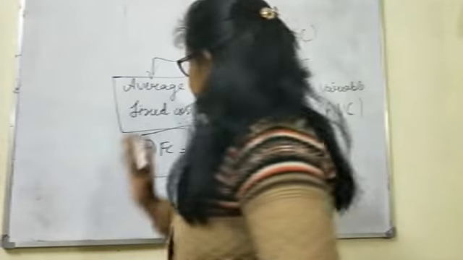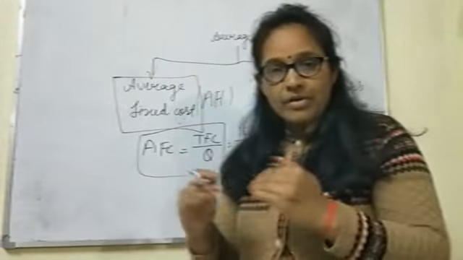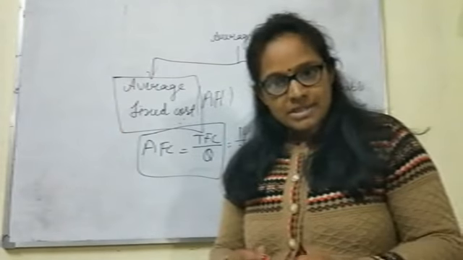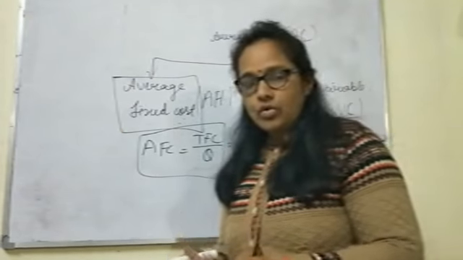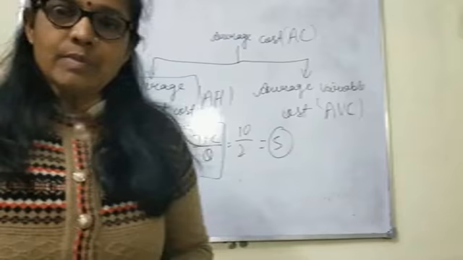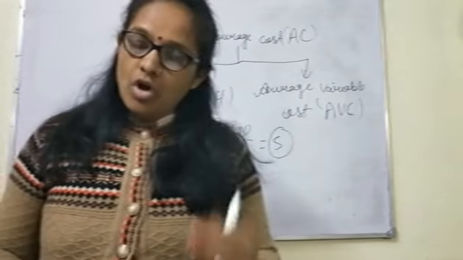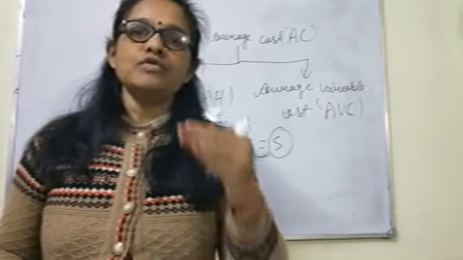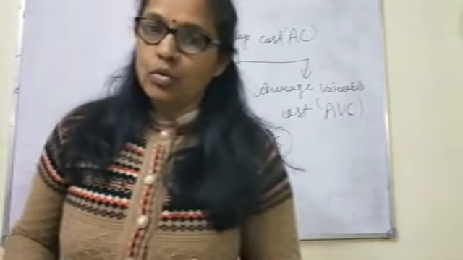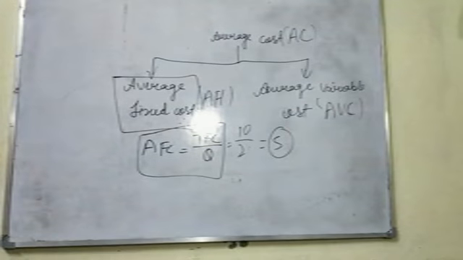Then after writing this meaning and the formula, write down: average fixed cost is explained with the help of the following schedule and diagram. Average fixed cost is explained with the help of schedule and diagram below. Write down.